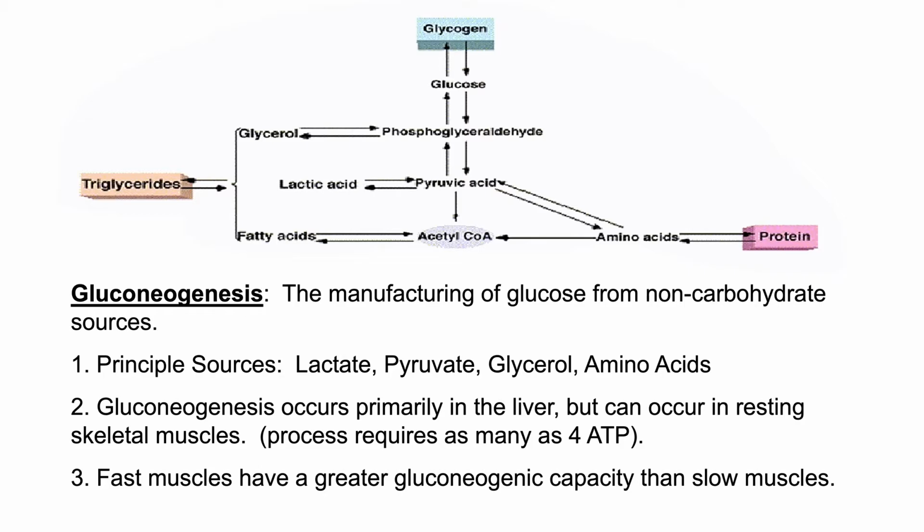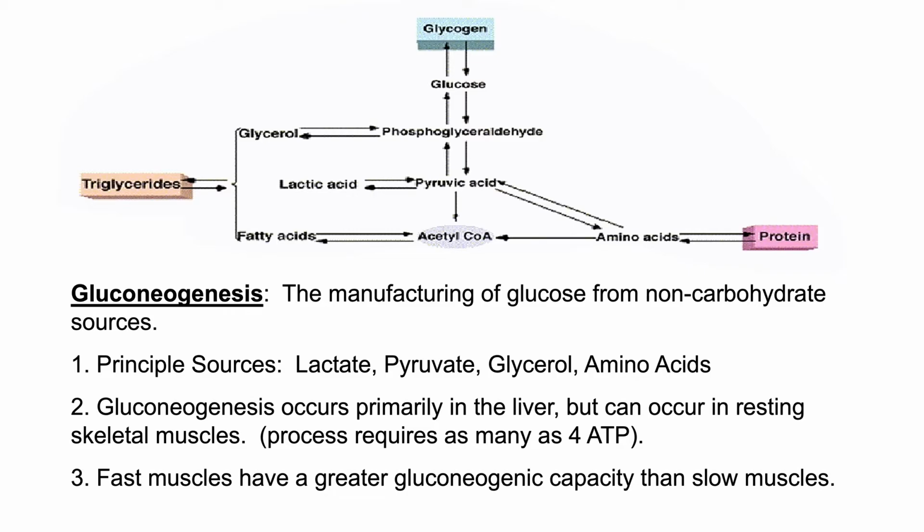Okay, it said define gluconeogenesis, and this is defined as the manufacturing of glucose from a non-carbohydrate source. Just break the word apart. Genesis, the formation, the beginning of, neo, new, and then glucose. So the formation of new glucose, and it's coming from a non-carbohydrate source. So lactate, pyruvate, glycerol, amino acids can all be used to make new glucose.